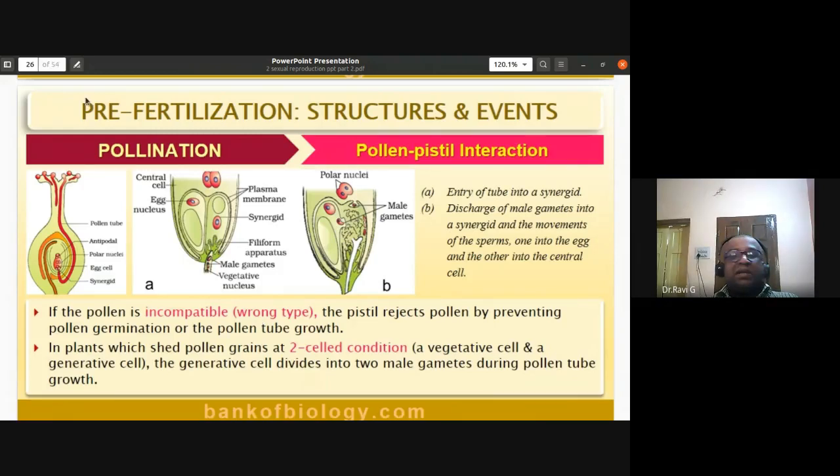Incompatible is a wrong type of pollen grain. If the pollen is incompatible or wrong type, the pistil rejects the pollen by preventing pollen germination or pollen tube growth. In plants which shed pollen grains at the two-cell condition, where they have a vegetative cell and a generative cell, the generative cell divides into two male gametes during pollen tube growth. In the pollen tube, when they are growing, the generative cell divides to form two gametes.